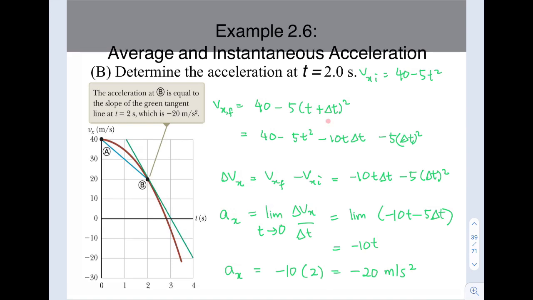Okay, why are we adding delta T here? Because we know that the initial velocity is this one, right? And then if we want to find the final velocity, of course it has extra additional time. That is why we put the t now plus delta t.